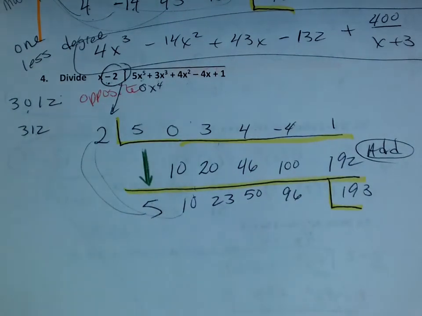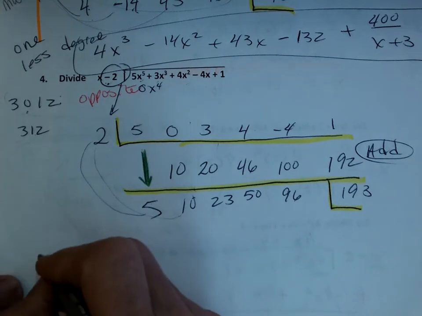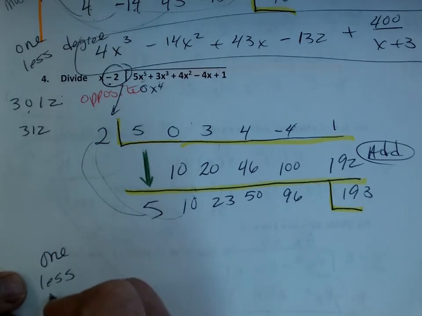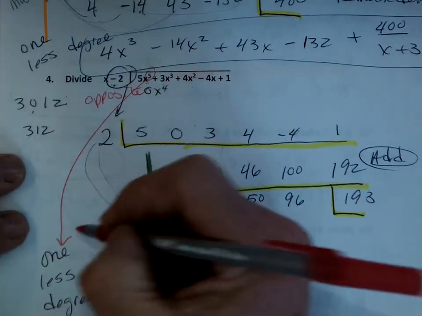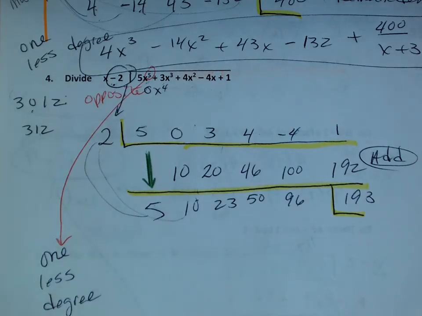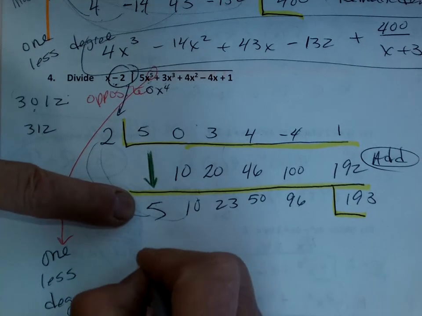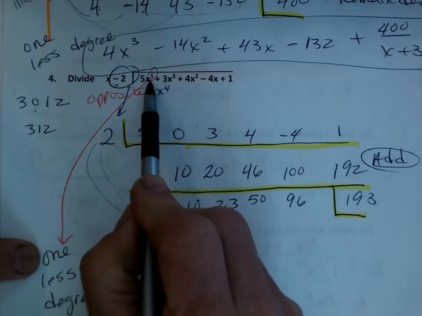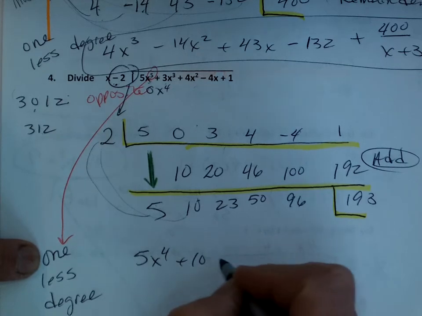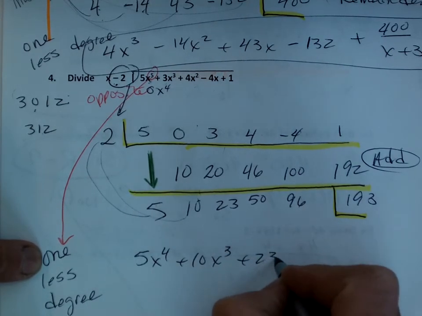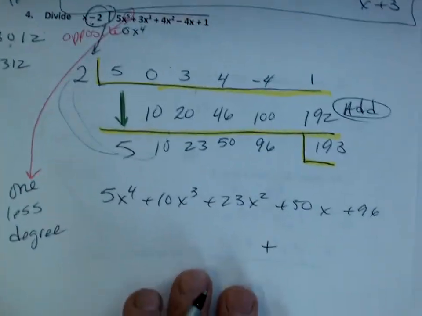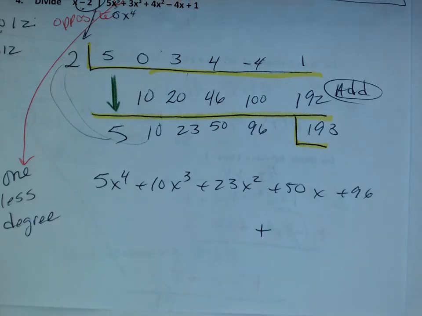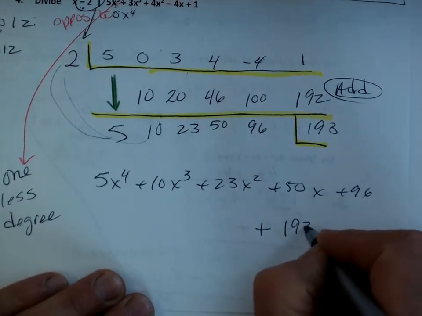Okay, so now the answer is just right in front of us. All we have to do is bring the x's back, right? So it's going to be 1 less degree, because it was an x to the 5th. So now we're going to go x to the 4th, okay? So my answer, here's my answer, 5x to the 4th plus 10x to the 3rd plus 23x squared plus 50x plus 96 plus my remainder, right? My remainder is 193 over what I divided by.